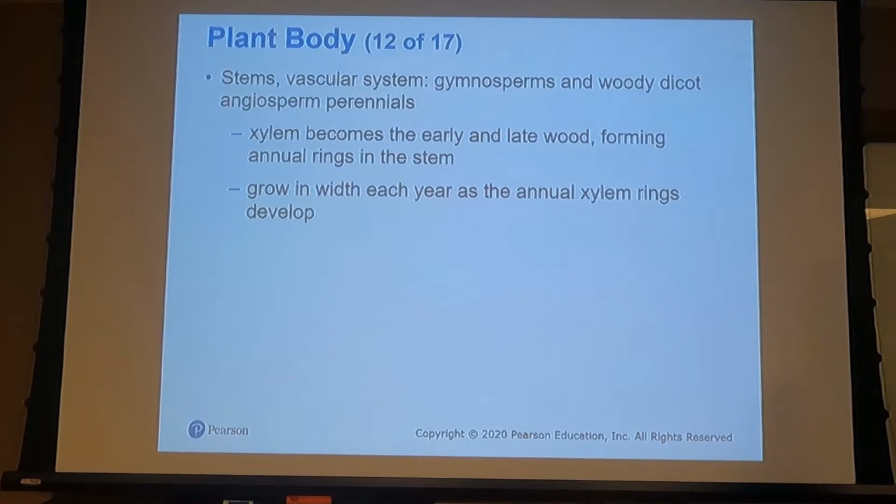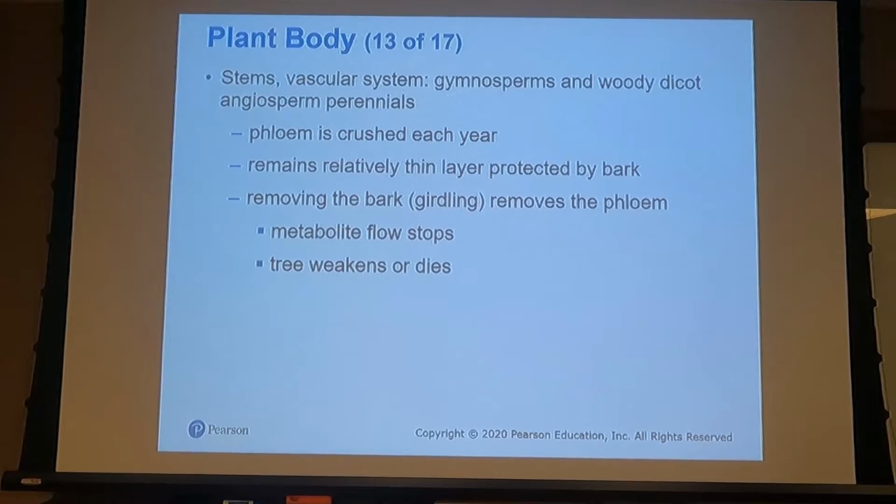So in these woody dicots, you might have heard the terms early and late wood. This is what forms those rings in the stem. So when you cut a tree down and you see those rings, that's part of that vascular system. And that growth in each year are the annual xylem rings as they begin to develop. The phloem is going to get crushed each year and then reformed as new tissue is created.